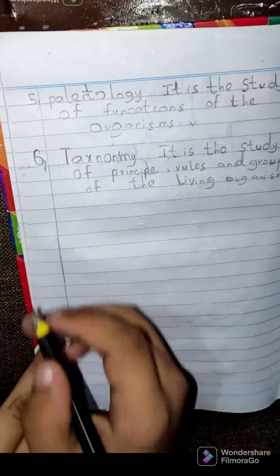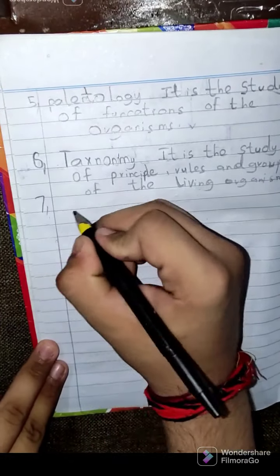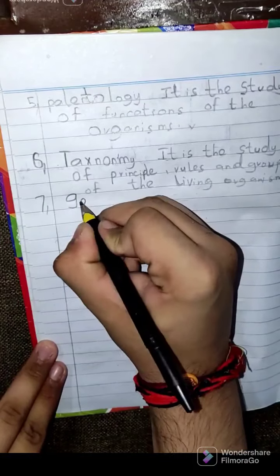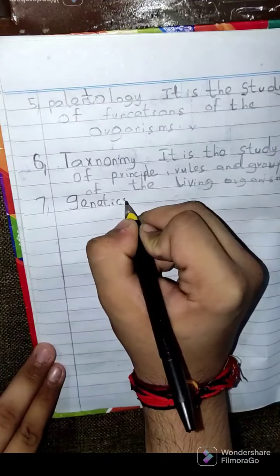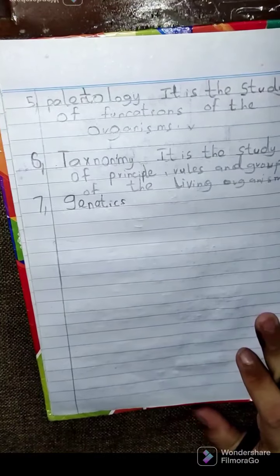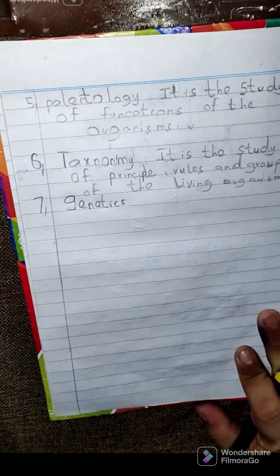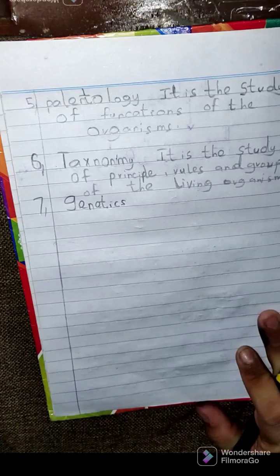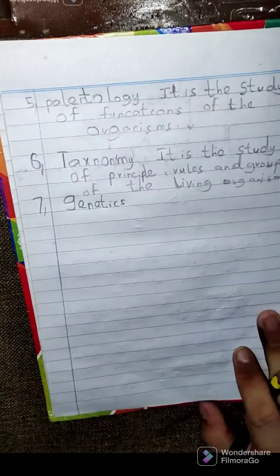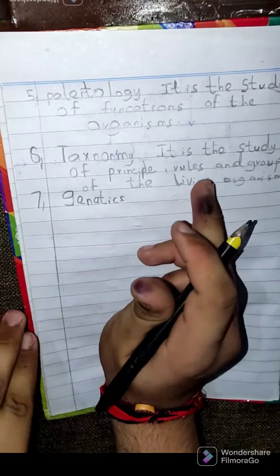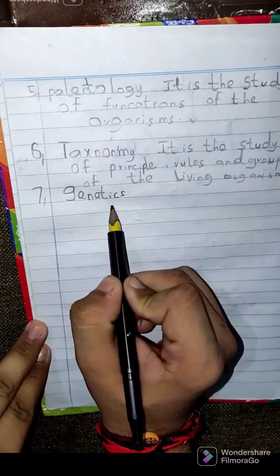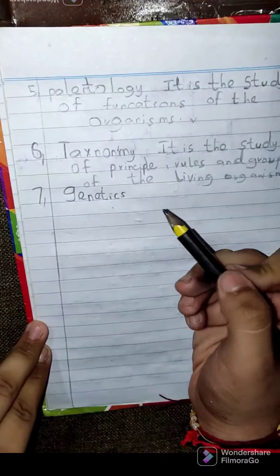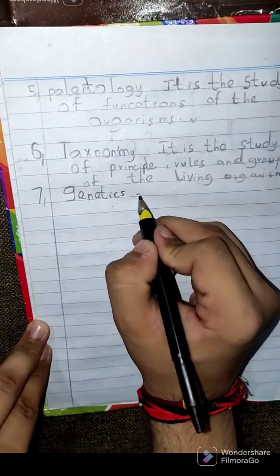So the seventh branch is genetics. Genetics is the study of heredity, that is, the transfer of characters from the parents to their offspring. I have already learned these. It is also a chapter that will be in matric or ninth. I don't know much regarding it because I am a student and I haven't read the whole book yet.